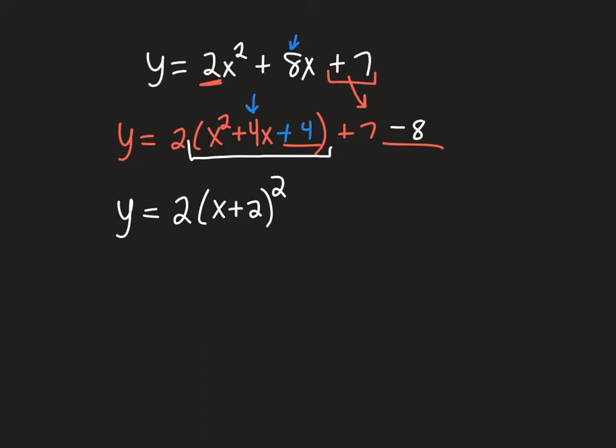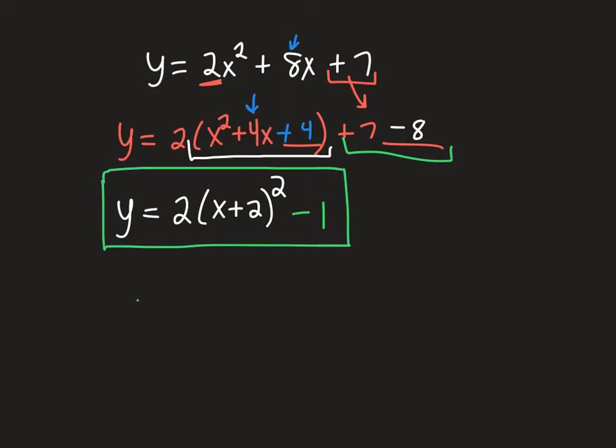And by combining the terms on the outside, we have a positive 7 minus 8. Those combine to be a minus 1. This is now vertex form, and it allows us to identify the vertex clearly. Again, inside inverse, so negative 2, negative 1 would be the vertex of this function.